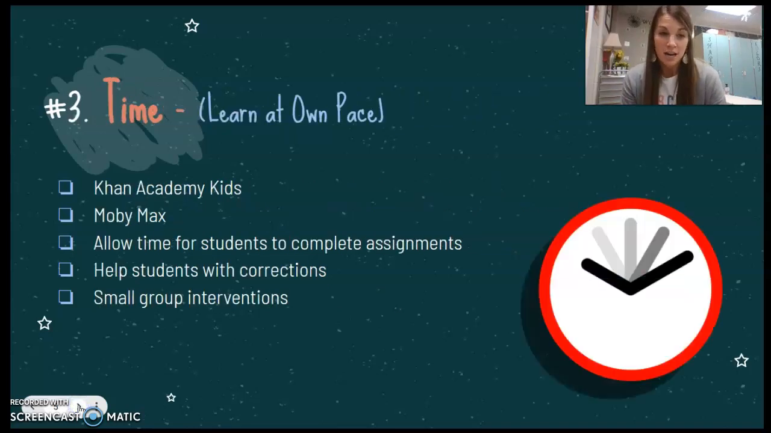Then we do time, learn at your own pace. With kindergarten, when they come in, you may have students that know every single letter, and you may have students that do not know what a letter is. So with that, this is kind of a wide range, but we use Khan Academy Kids and Moby Max. This is something that the students move at their own pace.